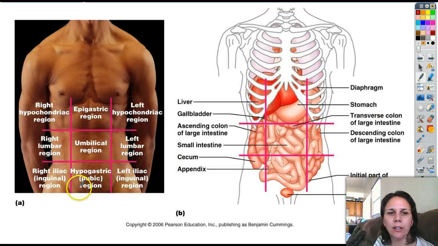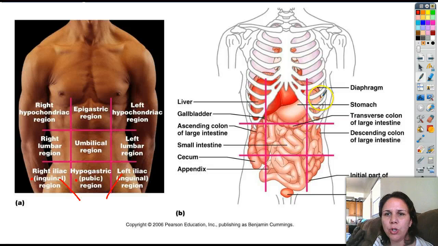Here's a picture showing what the names of everything are. And also you can see a few of them have different names. The hypogastric, you can see why it's called the pubic region. And then the right iliac is also called the inguinal, because this is your inguinal canal right there. And so it goes by both names.